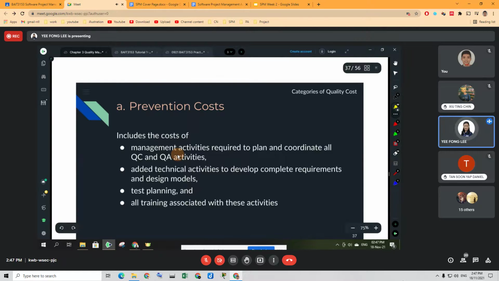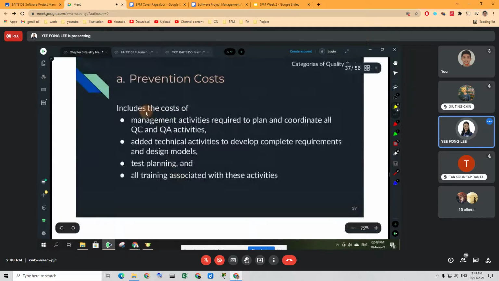Clear? So this prevention cost is used to prevent or avoid quality problems. Of course, you cannot avoid them 100%, but at least keep it to the minimum level. These are the ones included: management activity required to plan, coordination, technical activity, test plan, all used for prevention. All these costs are associated with the design phase, implementation, and also maintenance.